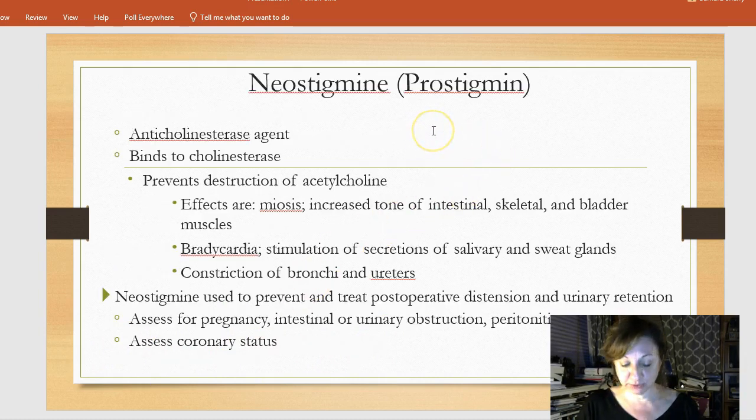This one is used mostly for the post-op patients, sending them down to the floor or going home. Sometimes patients will have this one to prevent urinary retention post-operatively. It does have other side effects, and it is used for other disorders. So it's only used temporarily after surgery for this situation.